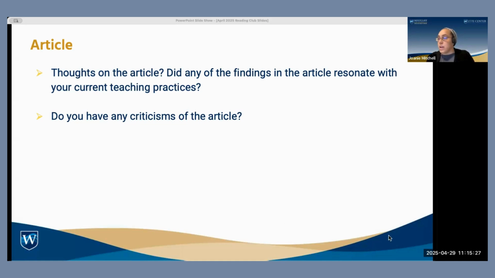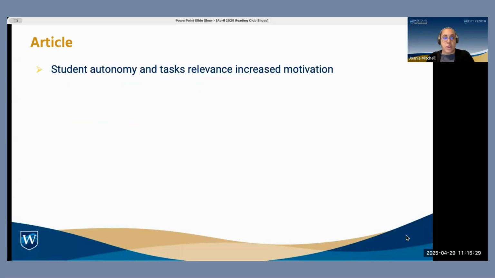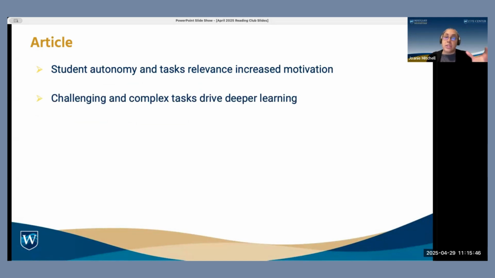We are going to continue to talk about this, so do let me know if you have any thoughts. Just going to share a couple of the main ideas that I pulled from the article, many of which you've already mentioned. Student autonomy, right? Making sure the tasks are relevant, that task relevance increases motivation. Creating challenging and complex tasks tended to drive deeper learning, but as Dr. Johnson pointed out, they were already really motivated in their subject area.